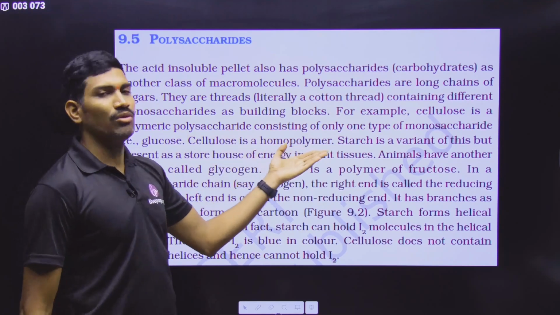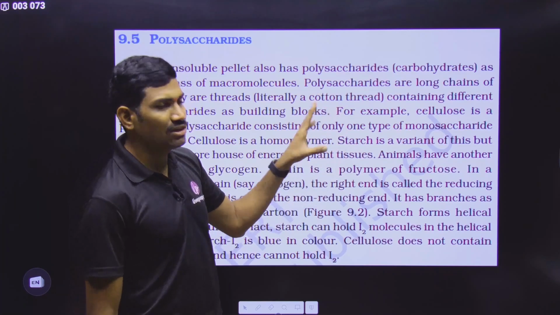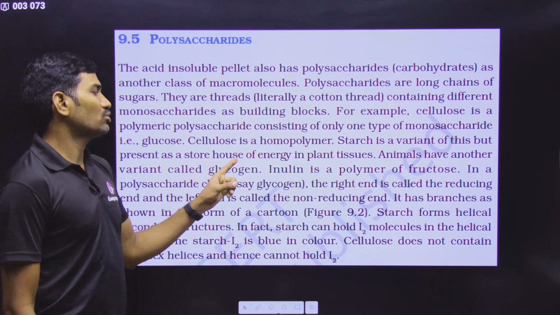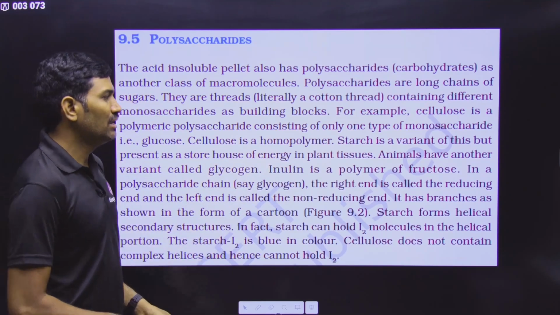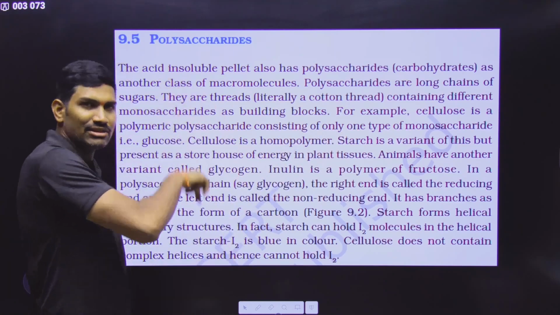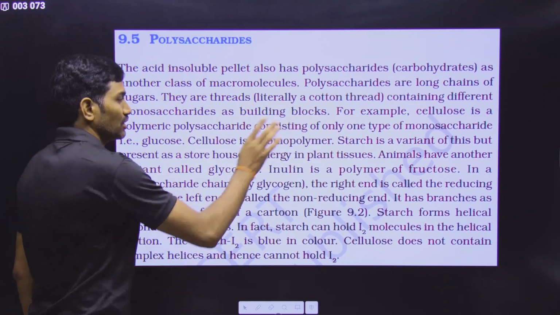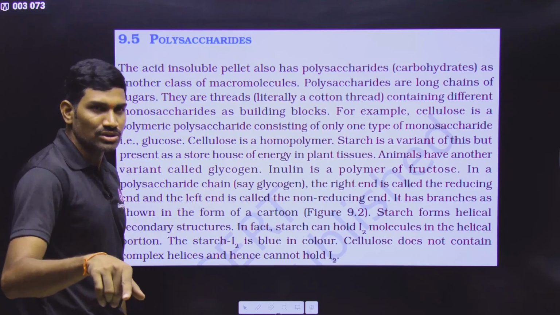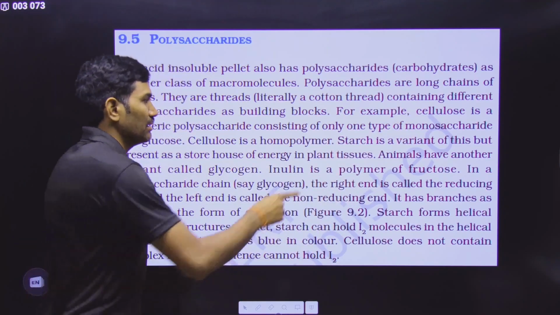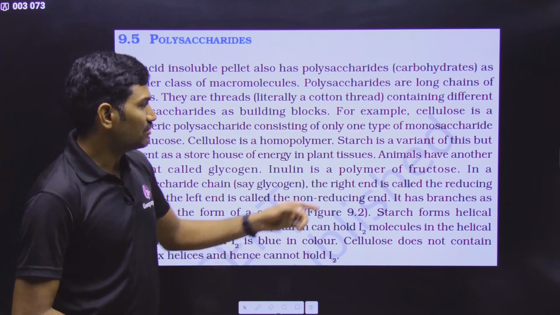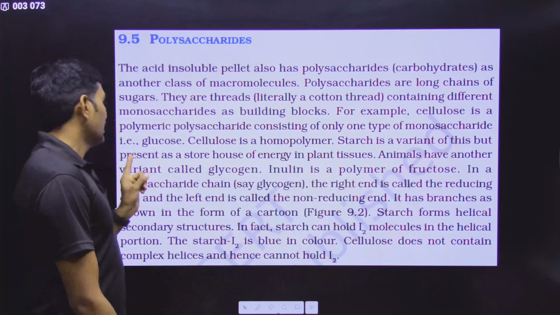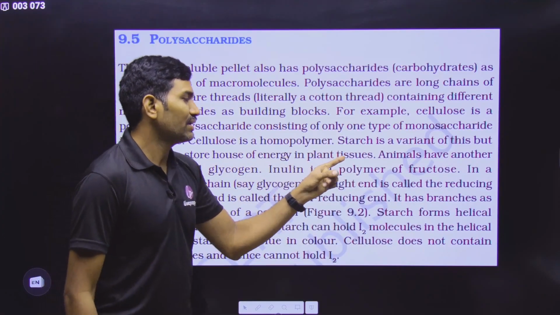So cellulose is a homopolymer of glucose. Next one, with this cellulose is over. Now starch. Starch is a variant of this but present as a storehouse of energy in plant tissues. Why are they saying variant? Because starch is also made up of glucose, but if you are observing, cellulose has a beta form of glucose, but starch is having alpha form. That's why it is a small variant of this, but it is present as storehouse of energy in plant tissues.